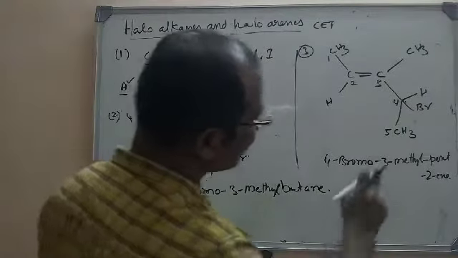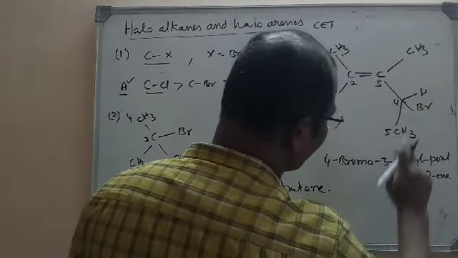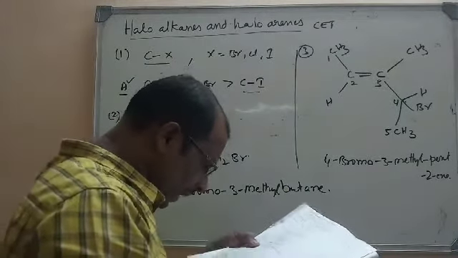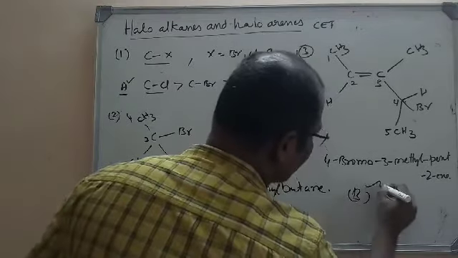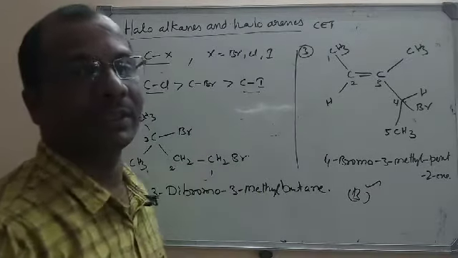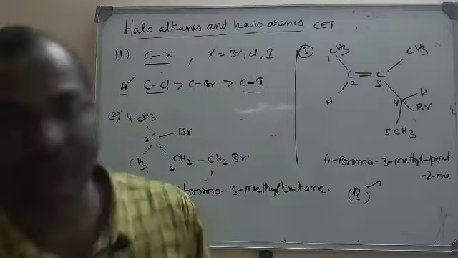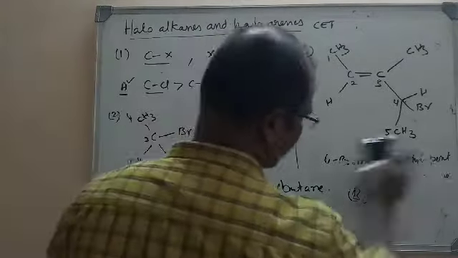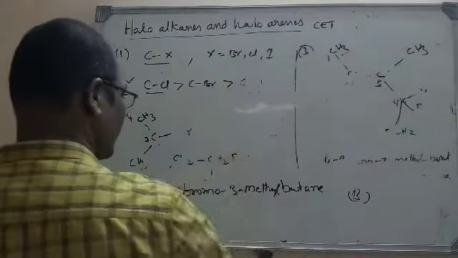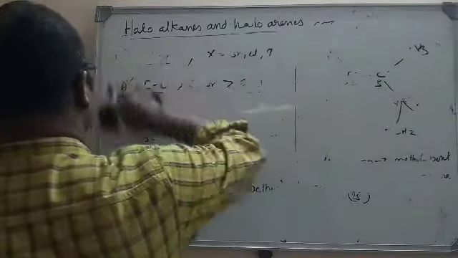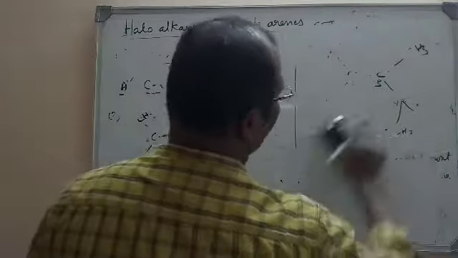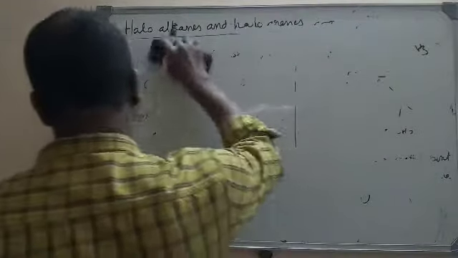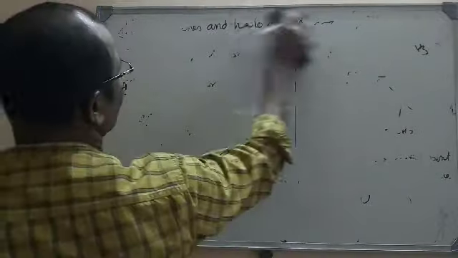Let us check once again. It is 4-bromo-3-methylpent-2-ene. So the right option is B. Let us move to the next objective question. Remember that we will always be getting some questions from nomenclature. Nomenclature is a very important part of organic chemistry, where some questions will always be tested. Now let us move to the next question.